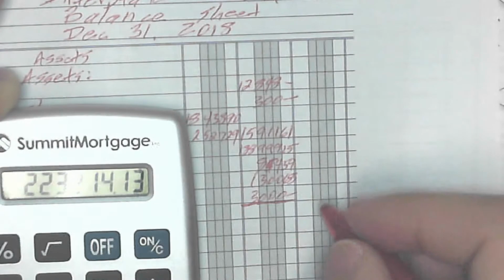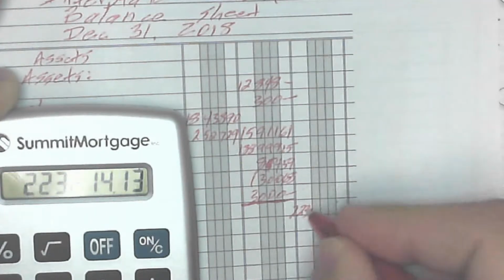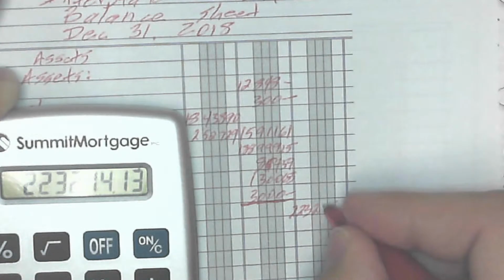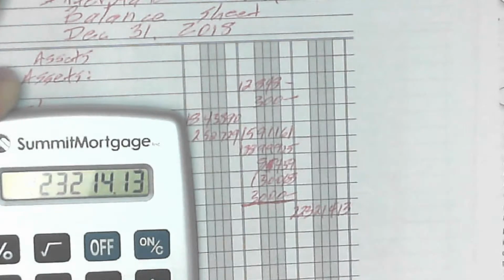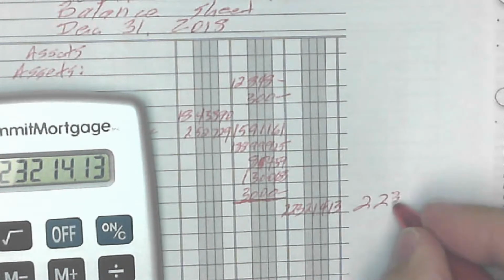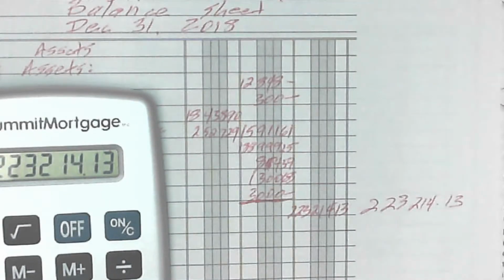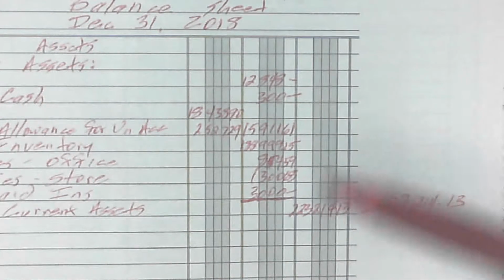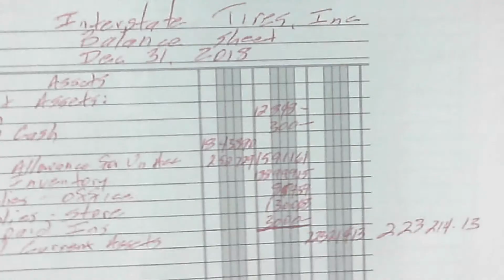Okay. So that leaves us with $223,214.13. I'll write that out to the side, like that. That's what we have for the assets section.